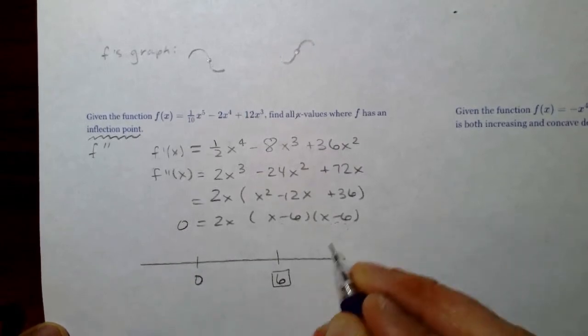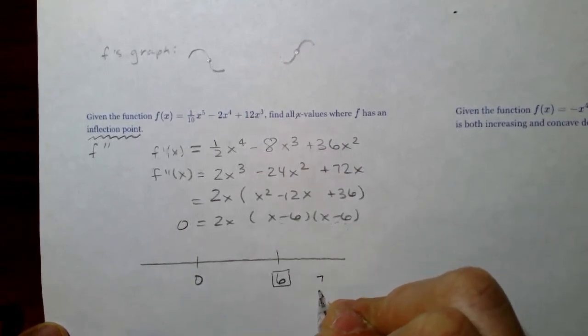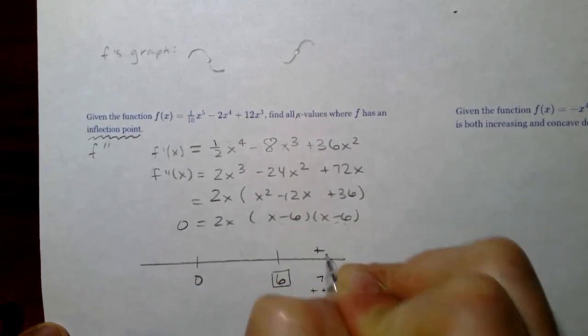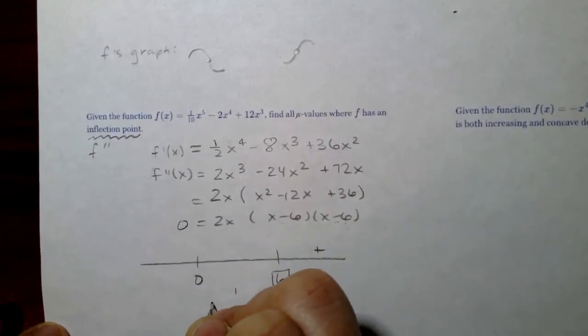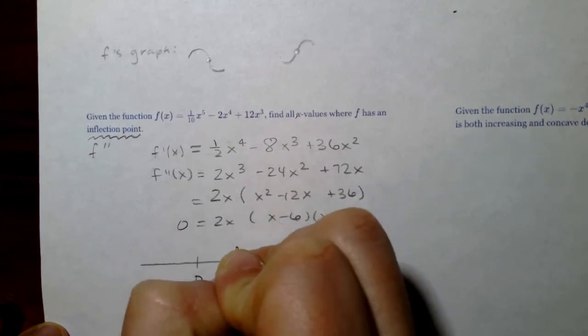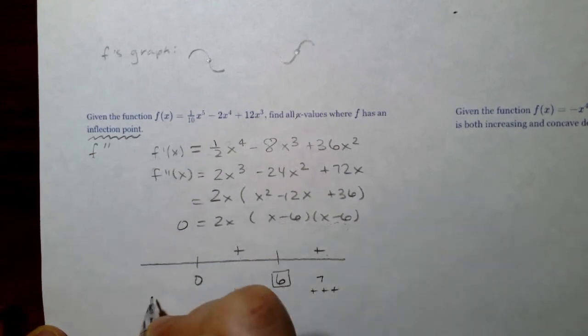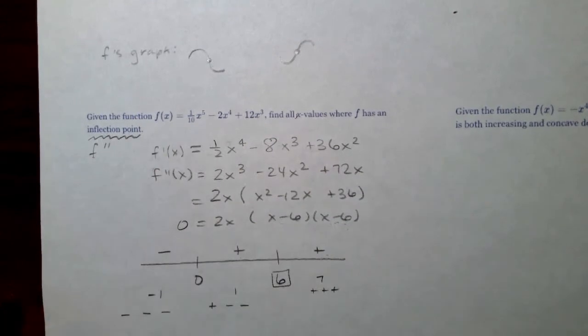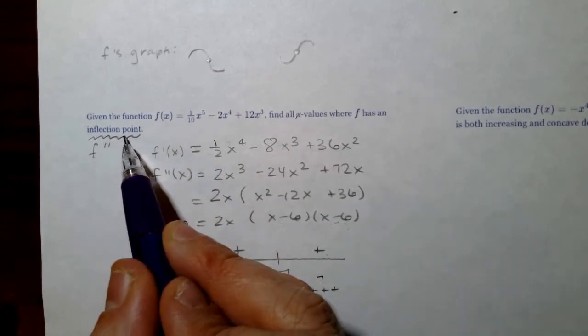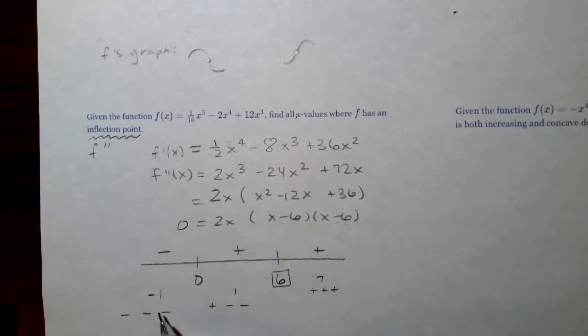When we go back to our checking procedure, if I plug a 7 in, I'm going to get 3 positives. If I plug a 1 in, I'm going to get positive, negative, negative. Notice that there's no sign flip on either side. It stays the same. That's one of the features of a double root. If I plug in -1, I'm going to get negatives across the board. We're looking for an inflection point. An inflection point is a change in concavity that only exists right here. So my inflection point has an x value of 0.